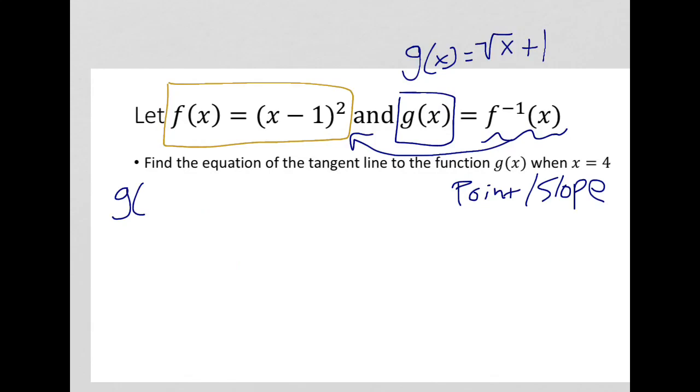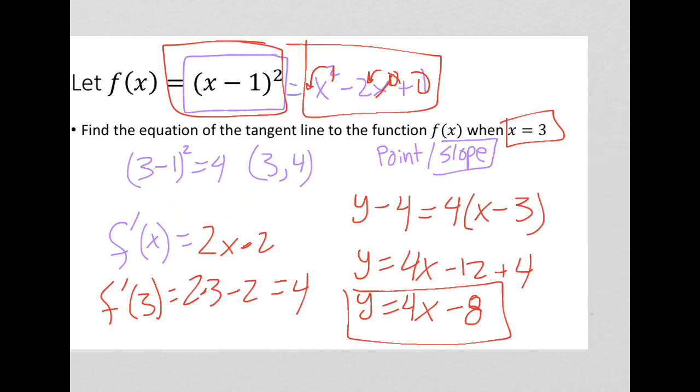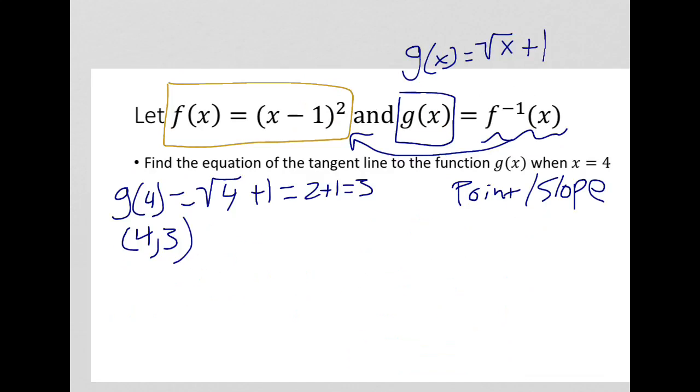So let's plug that into our function. g of 4 is going to be the square root of 4 plus 1, which is 2 plus 1, which is 3. So that tells me I have the point 4, comma 3. Hey, that's kind of weird. On the last problem that we did, I had the point 3, comma 4, and then on the inverse, we're having the point 4, comma 3.